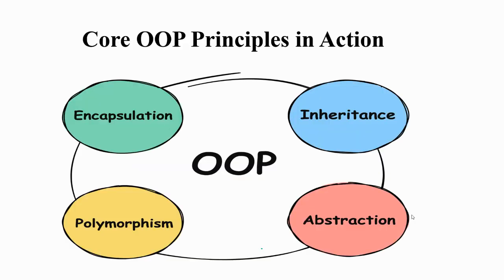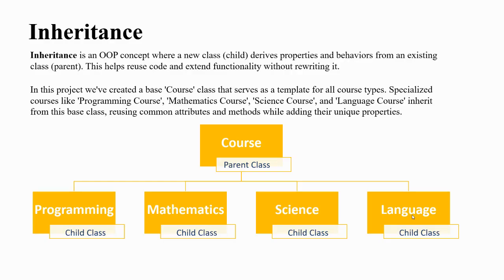Next, there are four main core principles in OOPS: inheritance, abstraction, polymorphism, and encapsulation. First, we will learn what these principles are, and also how we use them in our project. Number one, we have inheritance.